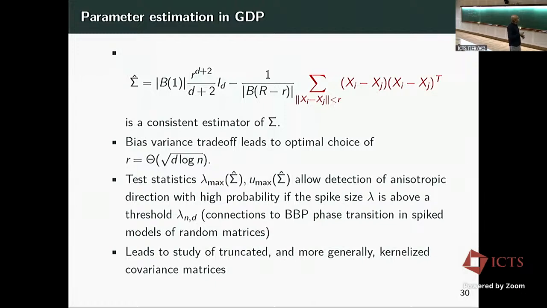You can do a bias variance trade-off. This R actually depends on N and D, and you can propose a prescription for the optimal choice of R to be square root of d log n.